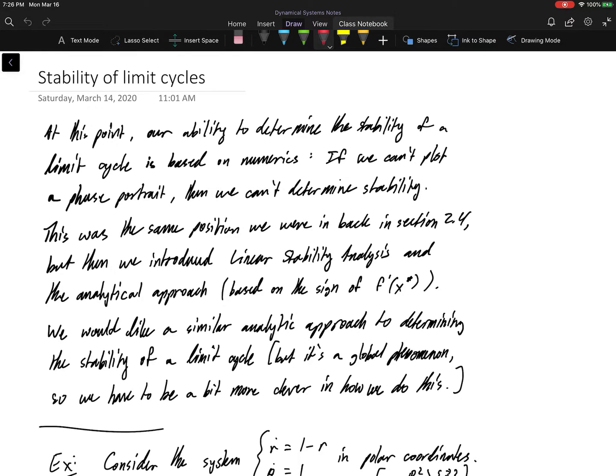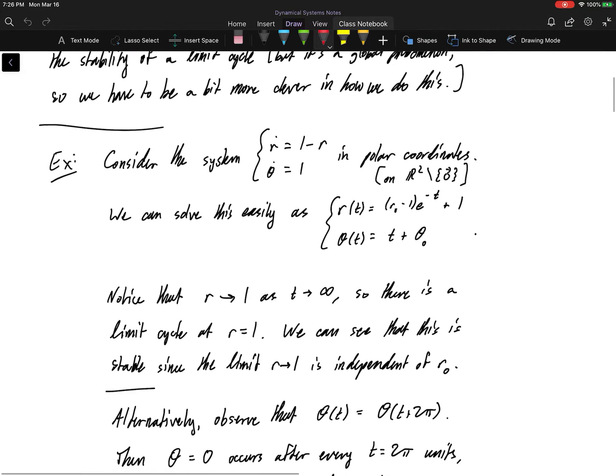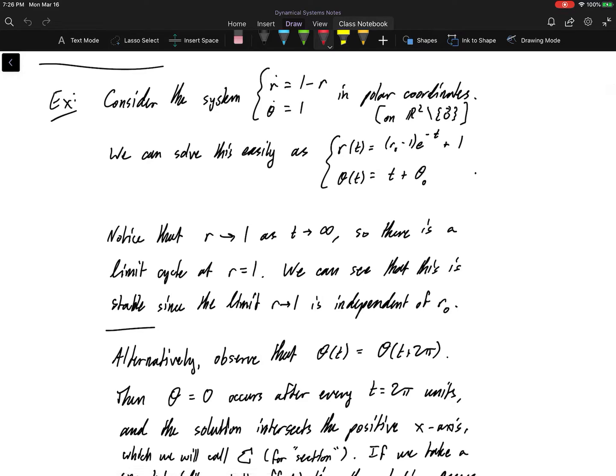So we're going to be a little clever here. We're going to try to find a way to get stability out of a global phenomenon, which is easier said than done, but still doable. So I want to motivate it with the following example. We are going to consider this polar coordinate system. You might recognize this. You might see that this is part of one of the systems that we considered before.